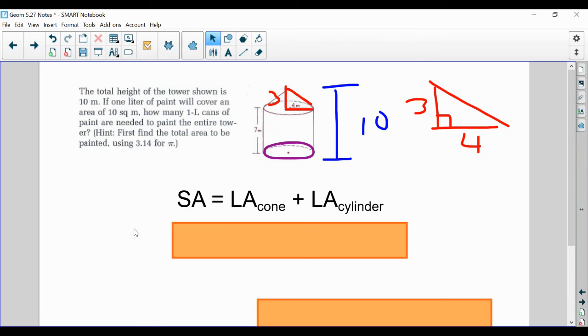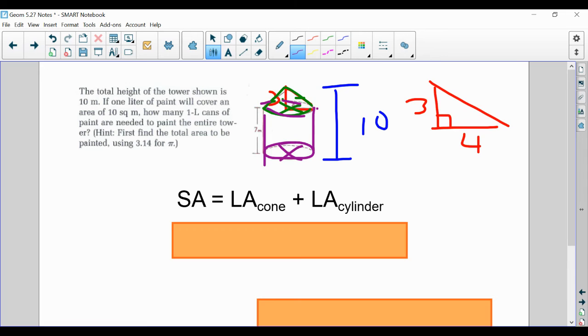I want the lateral area of the cone. So what that means is I want this part of the cone, I just don't want the base. And for the cylinder, I want the rolled up rectangle part of the cylinder. I don't want either base. So the surface area, the total area of this tower is going to be the lateral area of the cone and the lateral area of the cylinder. I'm going to ignore both bases.